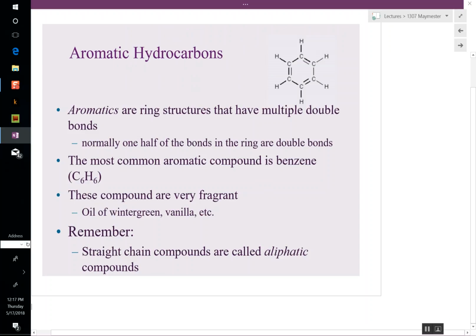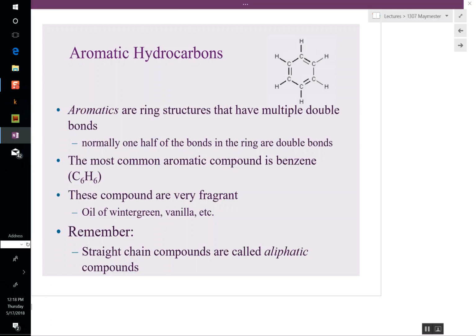Okay, aromatics. Aromatics are ring structures that have multiple double bonds. The most common is benzene. This is benzene right here. Aromatic, these things had aromaticity. They had a fragrance or odor. I wouldn't always call it a fragrance. Benzene actually is a carcinogen. But oil of wintergreen, it does have a fragrance. So candy, chewing gum has oil of wintergreen on it, or methyl salicylate, vanilla.